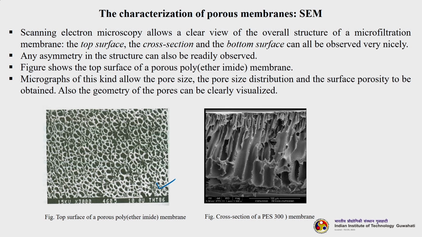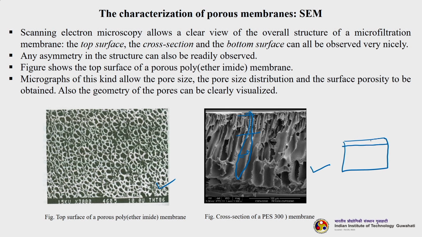You can see this is the cross section of a PS 300 membrane. You can see the structure of the pores a little. This particular pore is more or less a cylindrical pore. However, the constriction in this particular area is a little lesser and then it becomes wide. So, if you use this cross section, then you can easily identify your asymmetric structure.